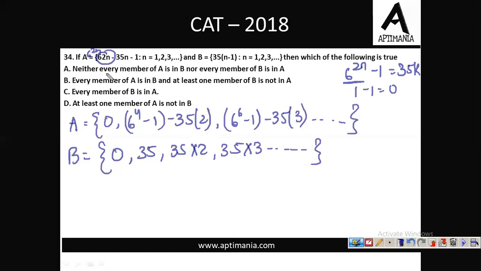Second option, every member of A is in B. Yes, because A के जो भी values है वो 35 का multiple है, so they'll be a part of B. And at least one of B is not in A. B का कम से कम एक मेंबर A में नहीं है. Yes, obviously 35 ही A में नहीं है, 70 भी A में नहीं है, 105 ये सारे values जो है वो A में नहीं है. So the correct option for this question is option B. Question number 34 का the correct answer is option B.